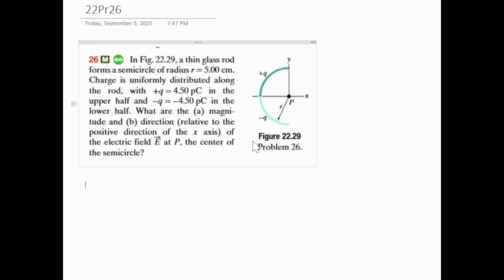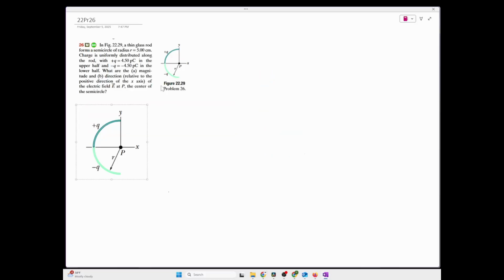The first one carries a positive charge. It occupies the second quadrant, and the angle extended by the arc is 90 degrees, or a quarter of 2 pi. So, for that first arc, the charge density is lambda being equal to Q divided by R theta, where theta is the angle extended by the arc.